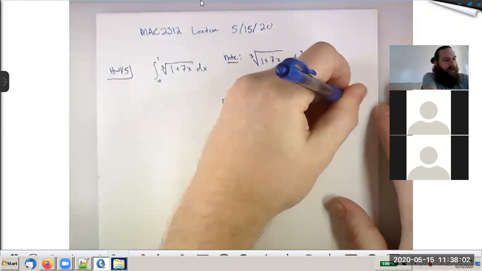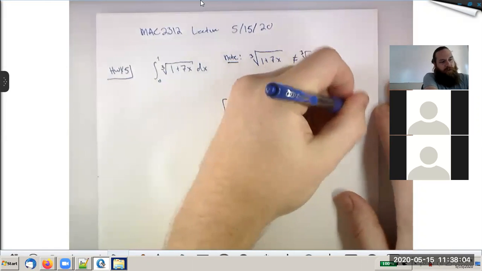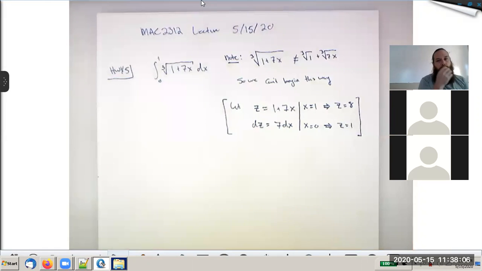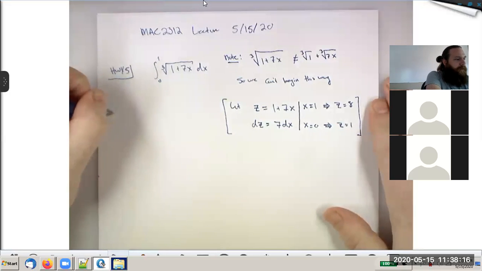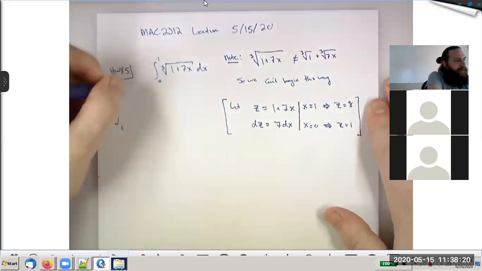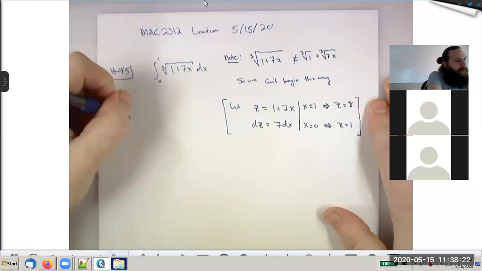And remember, in Calc 2, you must do this. It is not optional. You must change your bounds when you make a substitution in an integral. So this box here now has everything I need in order to make my substitution go through. According to that box, my integral is equal to the integral from 1 to 8 of the cube root of z.